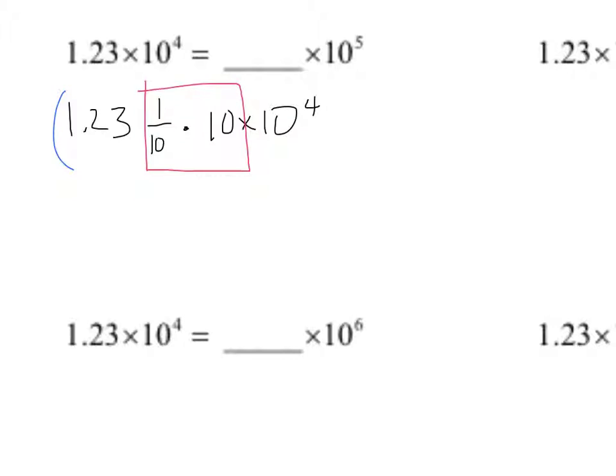So now I have this 1/10 times 1.23. How is that going to move the decimal? Yeah, it's going to move it to the left, so that's going to make this 0.123, and this 10 times 10 to the 4th, that's just 10 to the 5th. And so our answer here is that if we were to put this in times 10 to the 5th, it'd be 0.123.